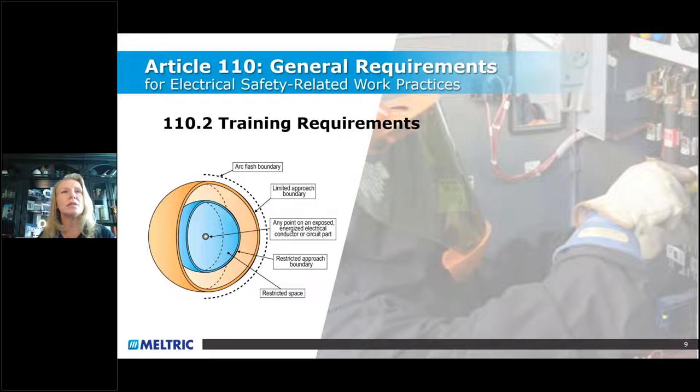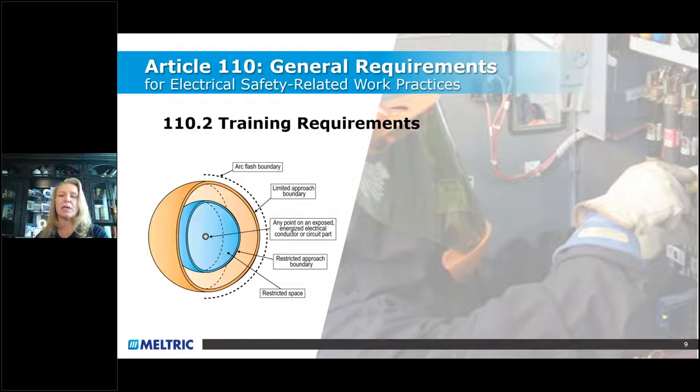However, they still need to be trained to stay away from the limited approach boundary that the electrically qualified workers will implement into any kind of work that's being done. And then every 2 to 3 years, your electrically qualified workers need to be retrained in how to do all this. If there's any technology improvements or anything, they need to be trained in that when it happens.